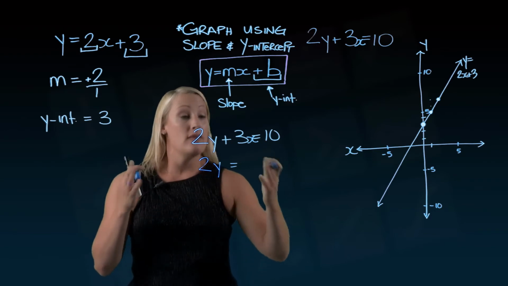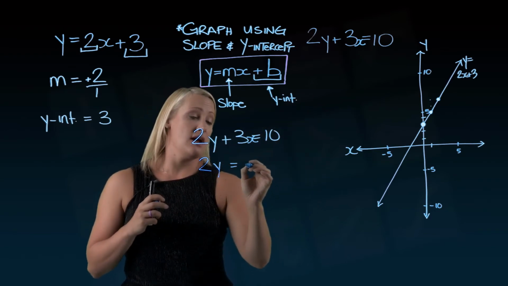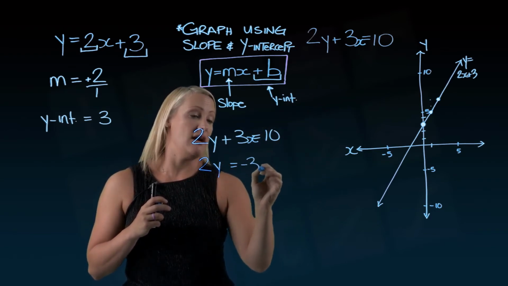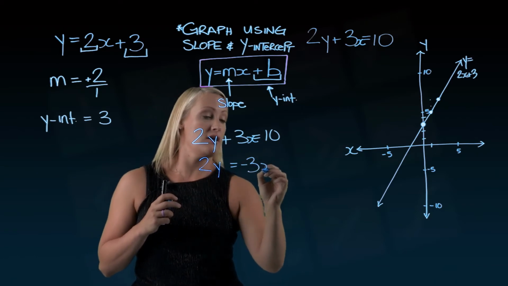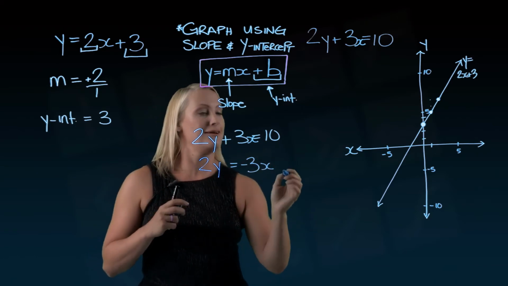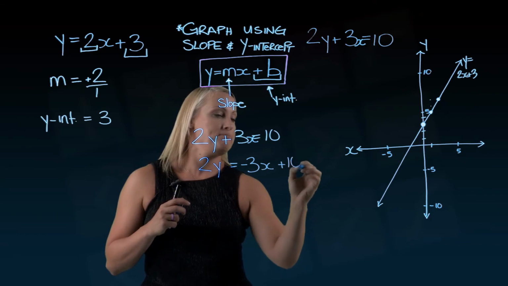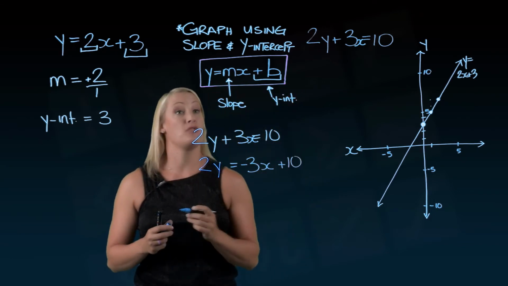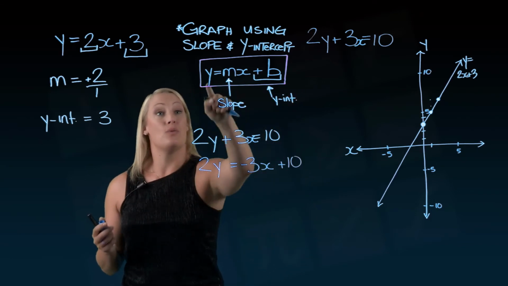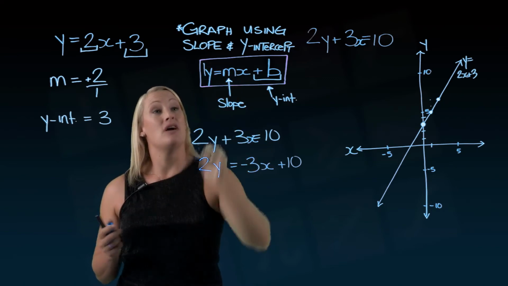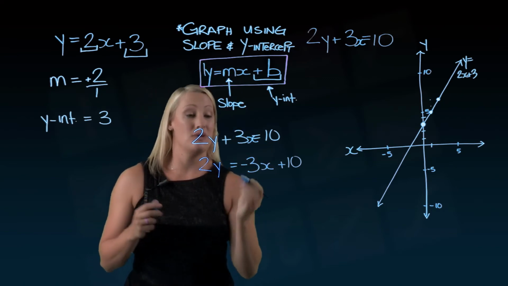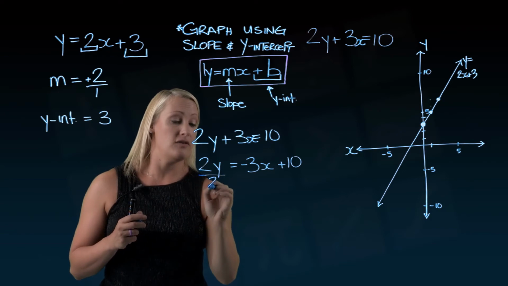And we know that when you bring something from one side of the equation to the other, the sign flips. So instead of positive, it's now negative 3x, plus 10. But it's not in y equals mx plus b format yet, because the y can only have a 1 sitting up front. This has a 2. We need to get rid of that 2. So let's divide that 2 out.